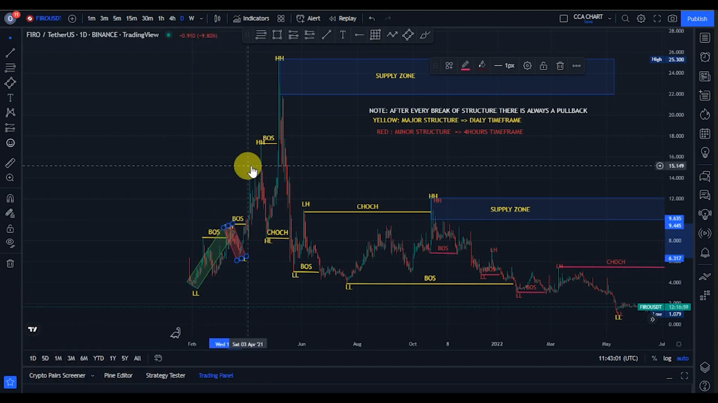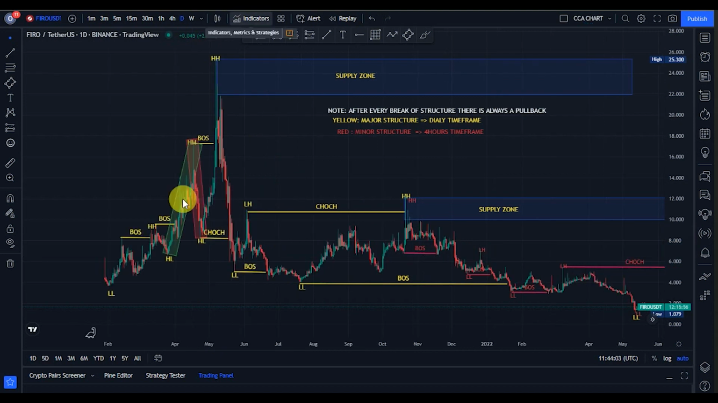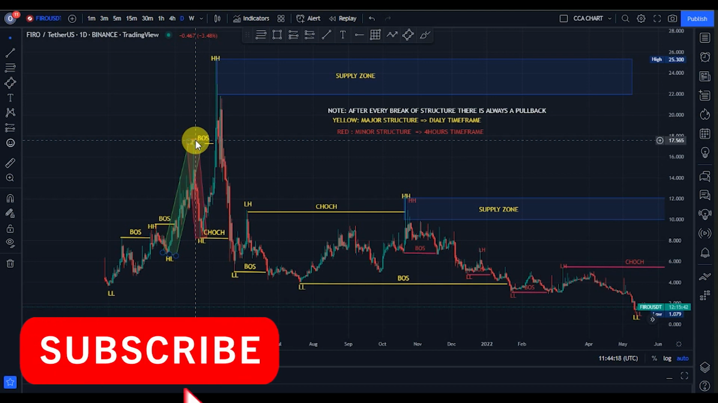Guys, after every break of structure, always have it at the back of your mind that there's going to be a pullback. So the bears took the price from that $9 and took it back to where it was launched, $6.3. From there the bulls came back, took price from that $6.3 and rallied up to $17.5. Guys, that's a break of structure to the upside.